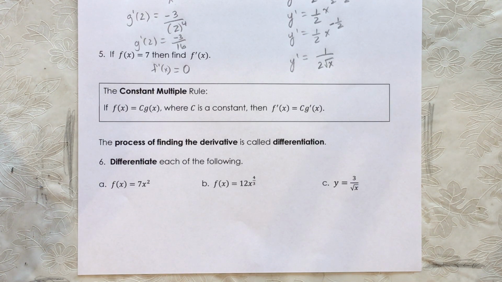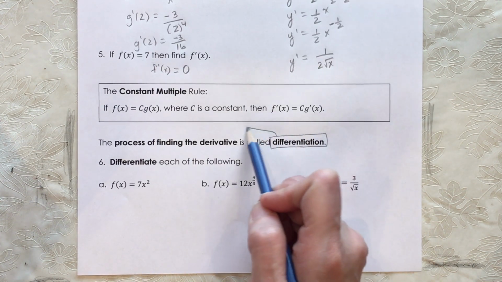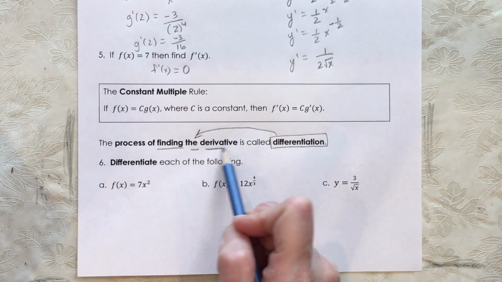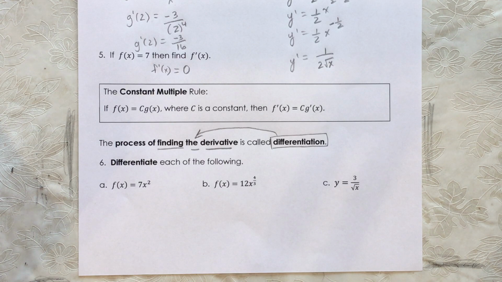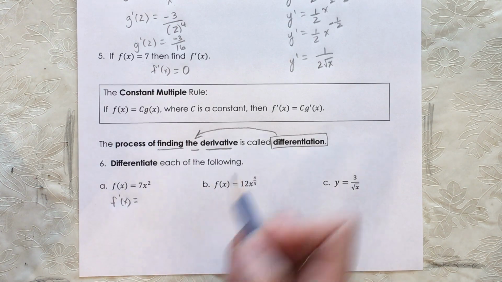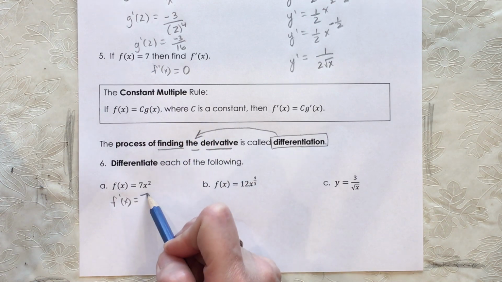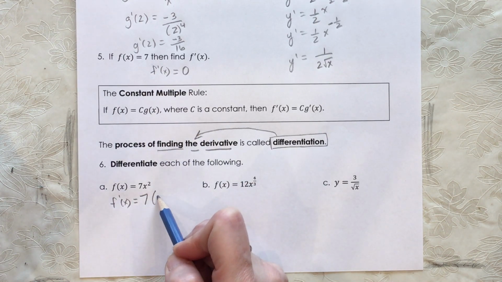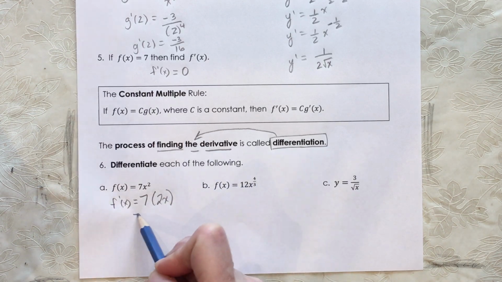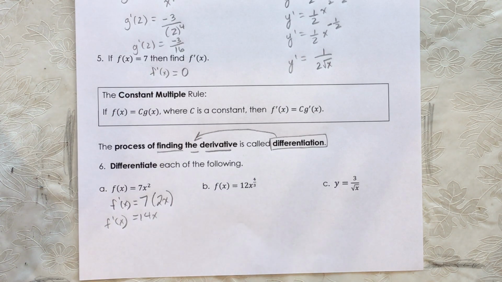So the process of finding the derivative is called differentiation. So that's a word. So if they say to differentiate, that means to find the derivative. Find the derivative. Okay? So number 6 asks the question a bit differently then. So differentiate each of the following. So that means find the derivative of each of the following. So this one I'll kind of do out long, and then we'll see that we don't really have to do that. But our constant multiple rule says we can multiply 7 by the derivative of x squared, which we know is 2x, which would give us 14x. But most people can do that in one step, especially after they've had a little bit of practice there.